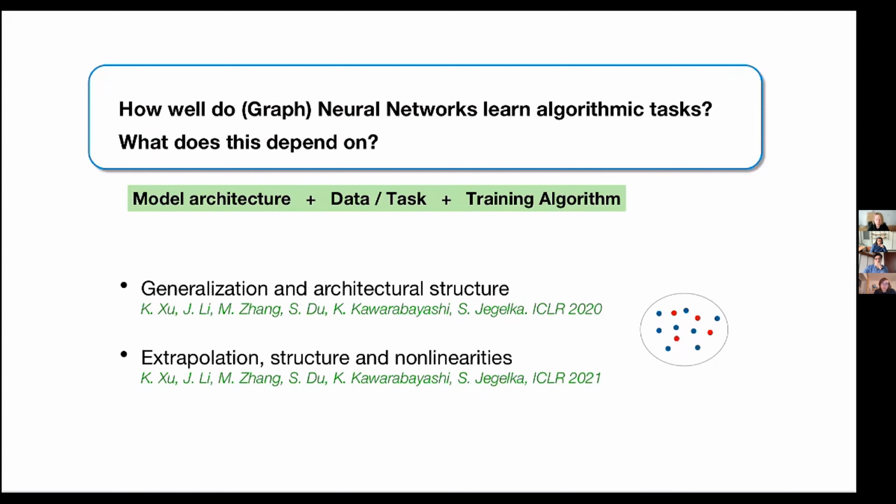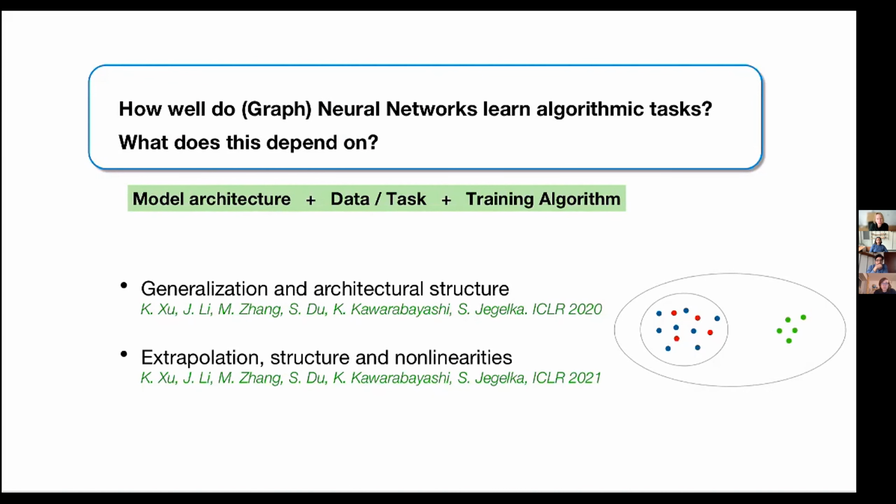And the second part is about extrapolation. In extrapolation, what I mean is that you look at data that actually looks different from your training data. So in the graph setting, that may be that you're looking at graphs that are larger, that have different degrees, etc. And the question is, what do your neural networks do in that case? So that's an even harder thing to generalize to. And we'll see throughout this talk that this interplay of the model architecture, the task, the training algorithm and the data is going to play a big role.